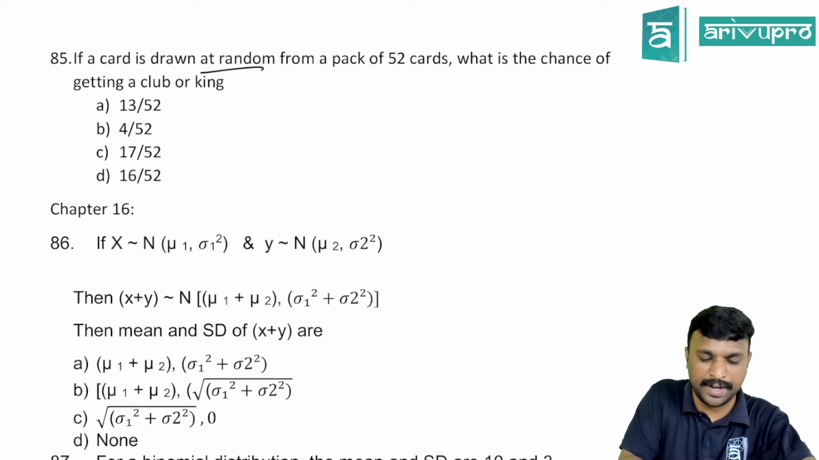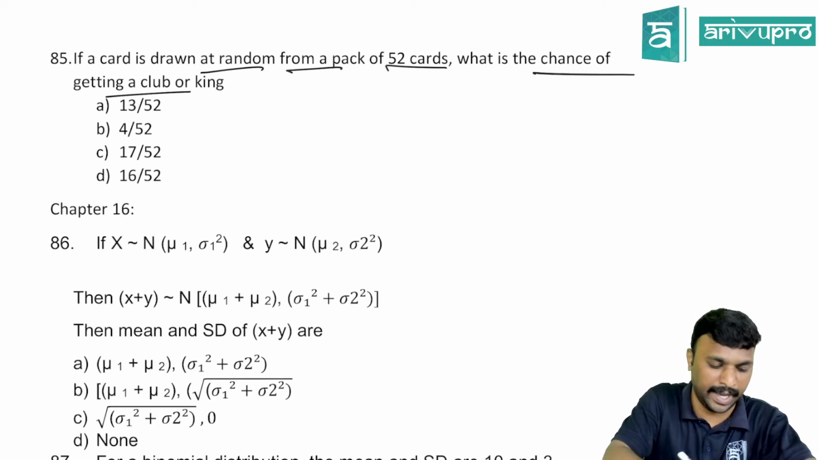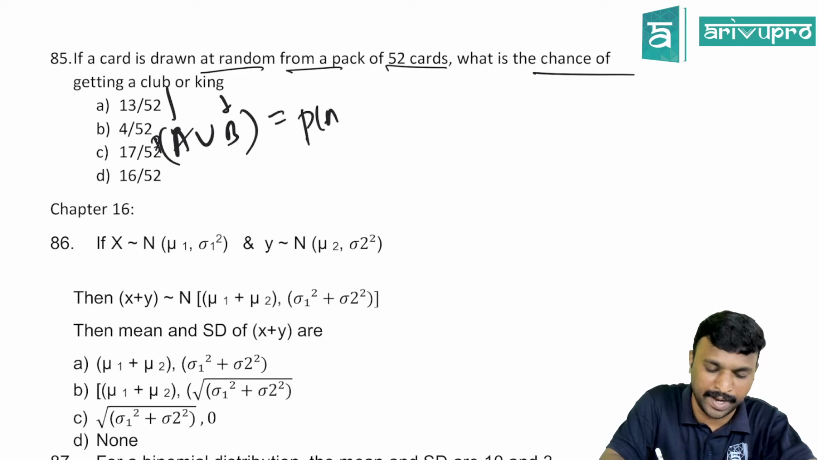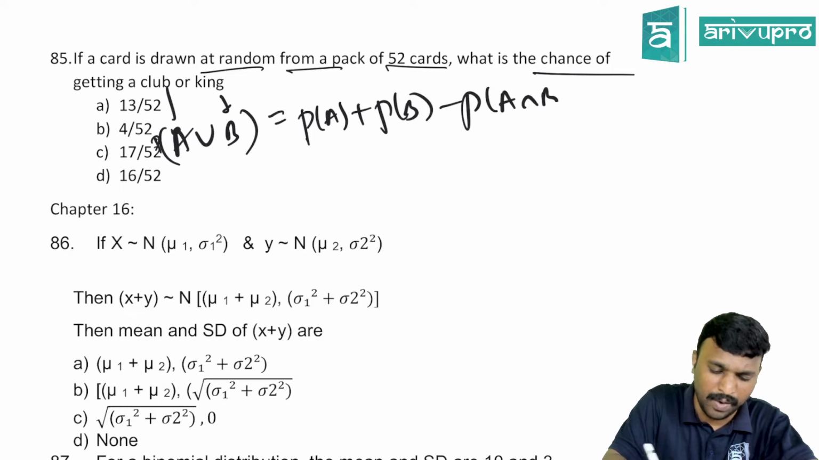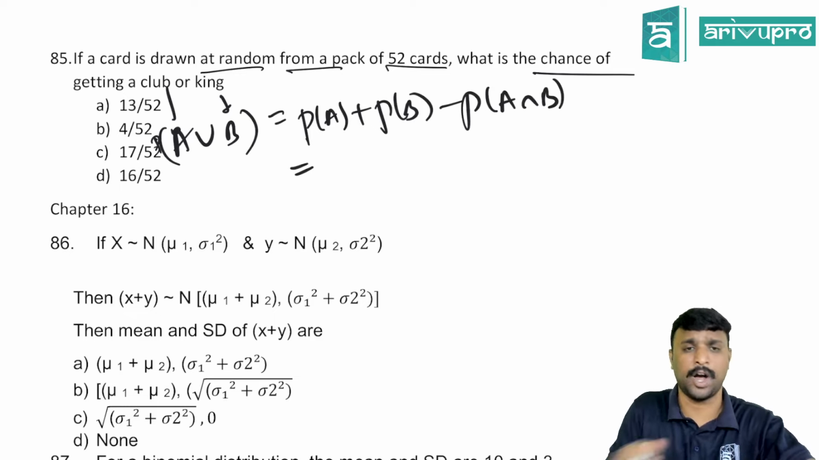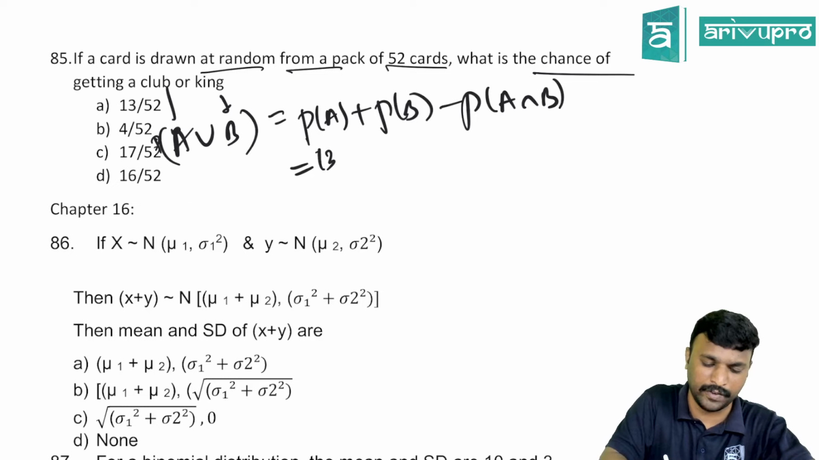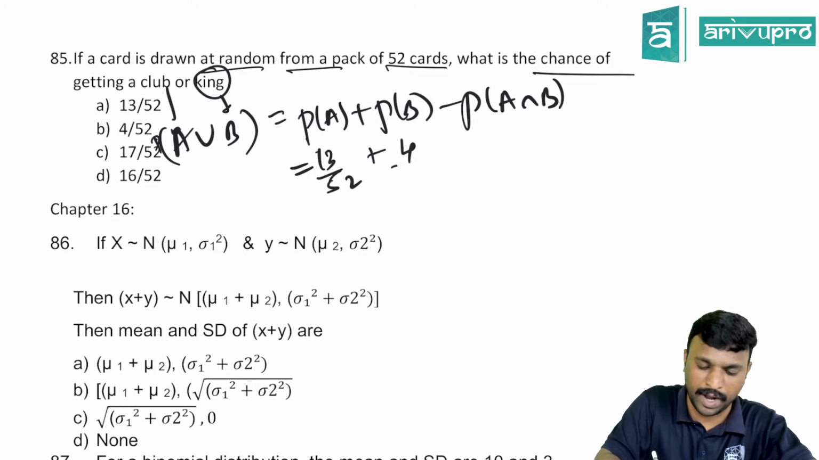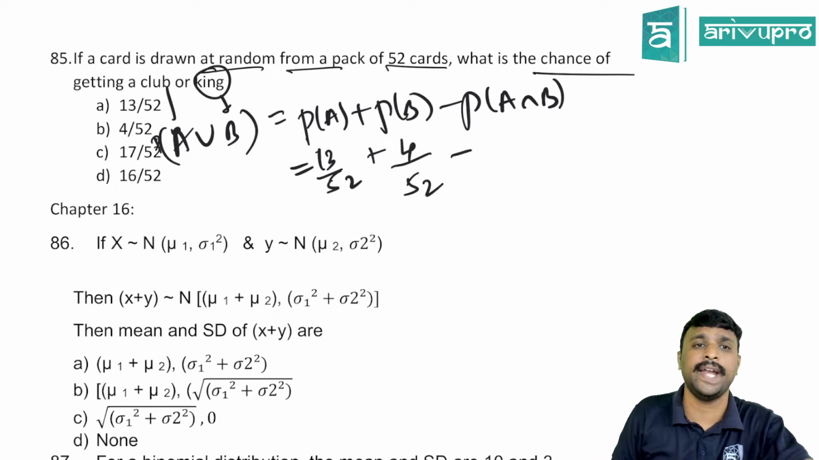If a card is drawn at random from a pack of 52 cards, what is the chance of getting a club or a king? Again, there are 2 events here, A and B. What separates the 2 events? Union. So P of A union B is what you need to find. P of A plus P of B minus P of A intersection B. What is P of A, guys? Club. How many clubs are there? 13 out of 52. And king. How many kings are there? 4 out of 52.